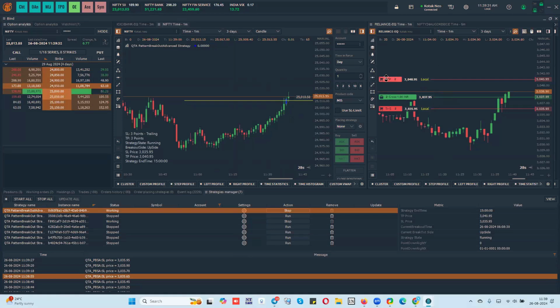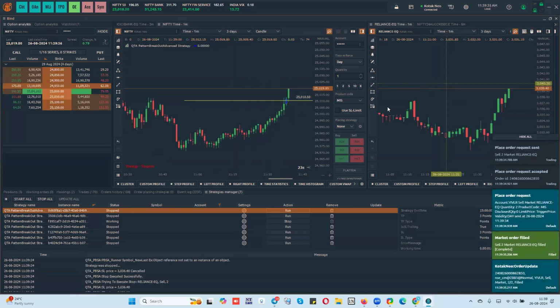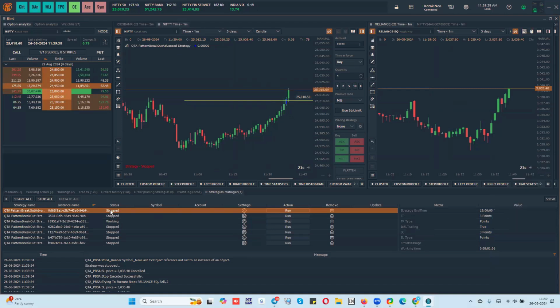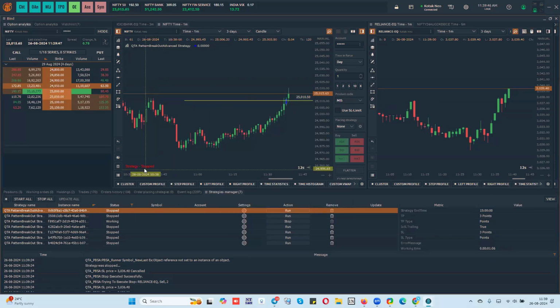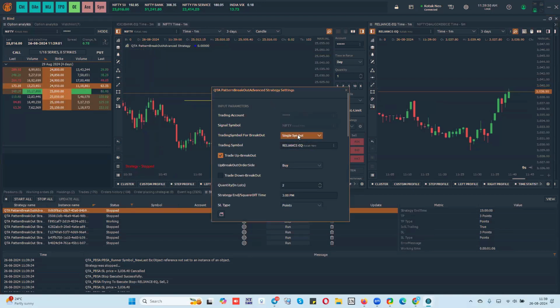Okay, so let's exit this trade. I'll take another example. So I exited this trade and the strategy stopped. Why did the strategy stop? Because I enabled only one side of the direction. Okay, so the strategy stopped. Let's look at another example with the same horizontal line.